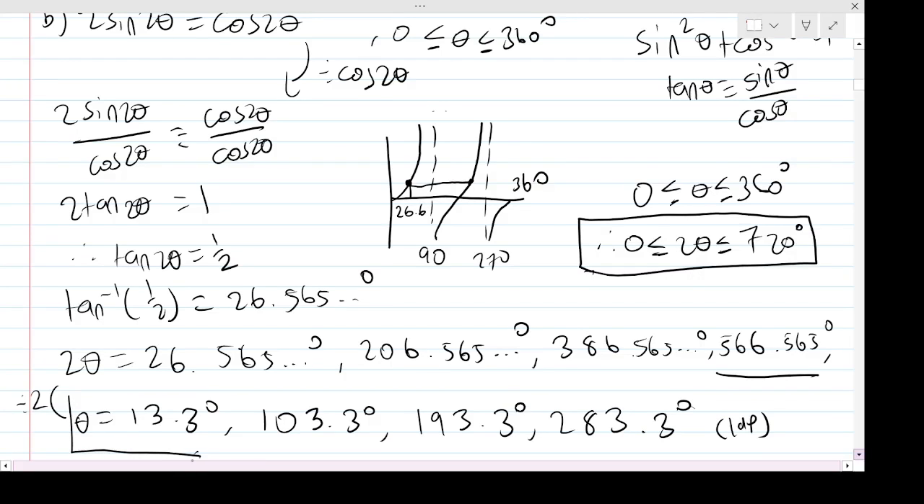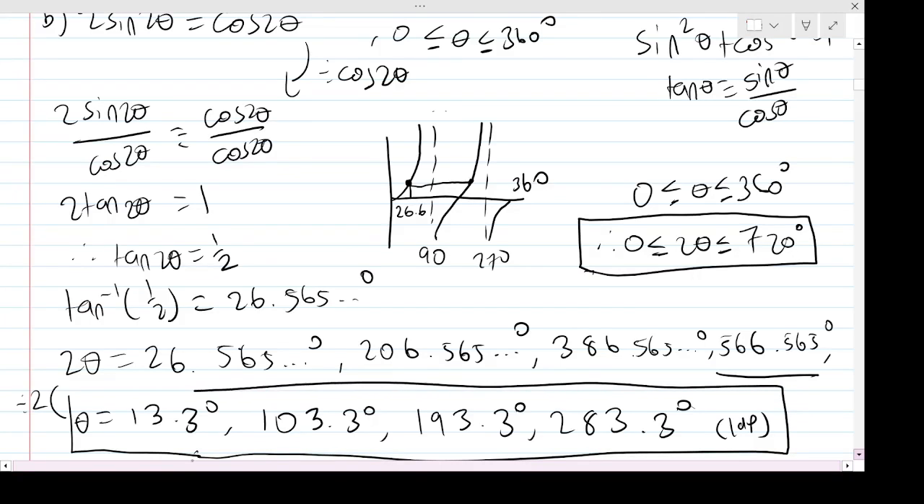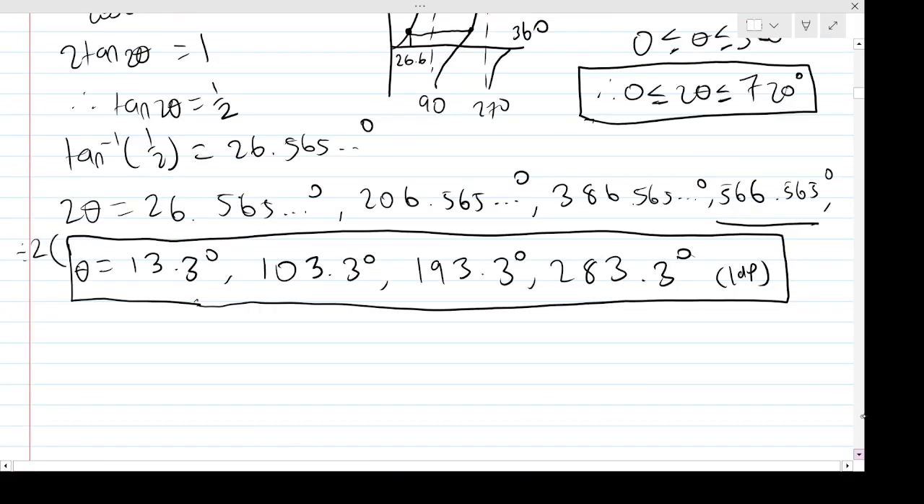Those are all my solutions for theta then, right? There we are. Cool. Okay, and then obviously note that these values are between 0 and 360, which is the interval for theta. So again, that makes sense. But there we are. Okay, cool.